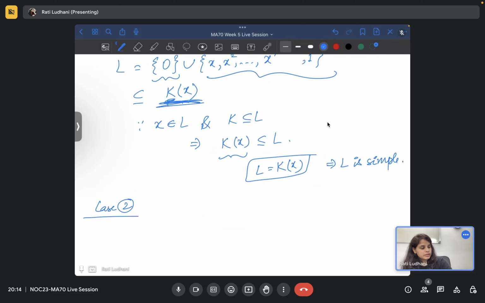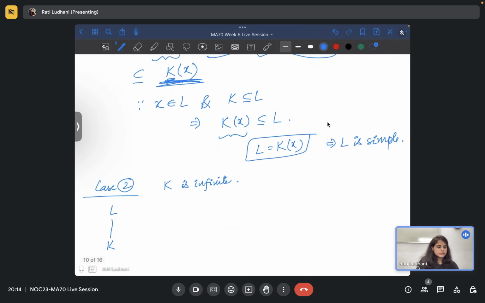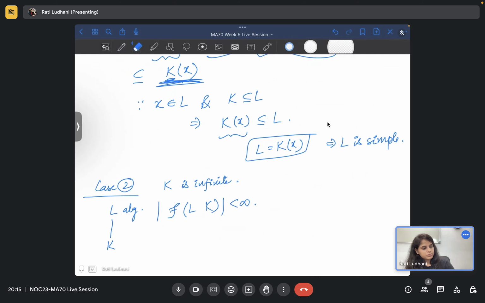Okay, so case 2 is k is infinite. Let's talk about this. If k is infinite, now you have to prove again that L is simple. We know that L is algebraic. We already know this is algebraic. We know that the set J, L over K, is finite. We know this much. Now we have to prove that L is simple.